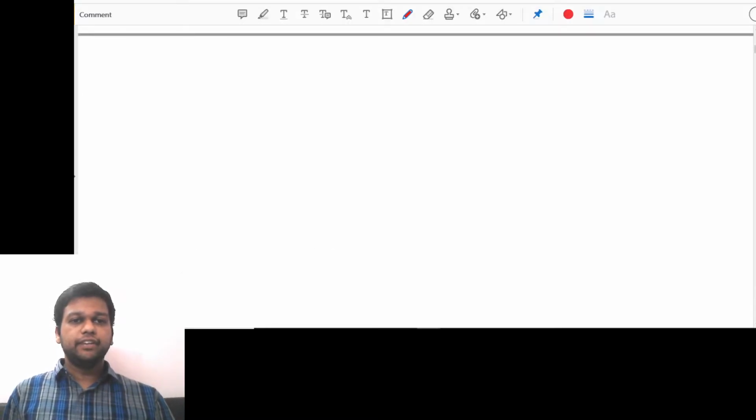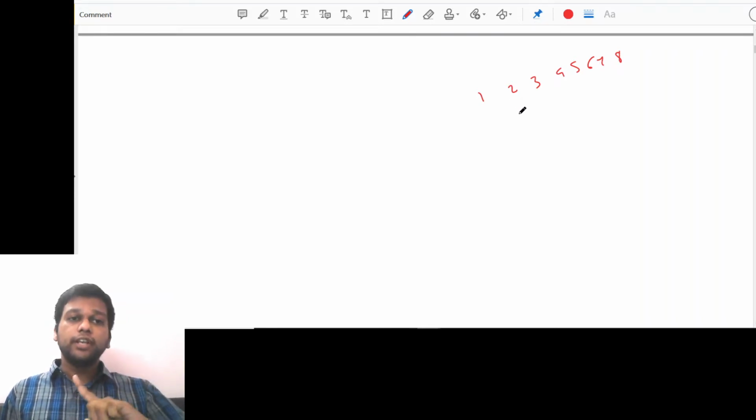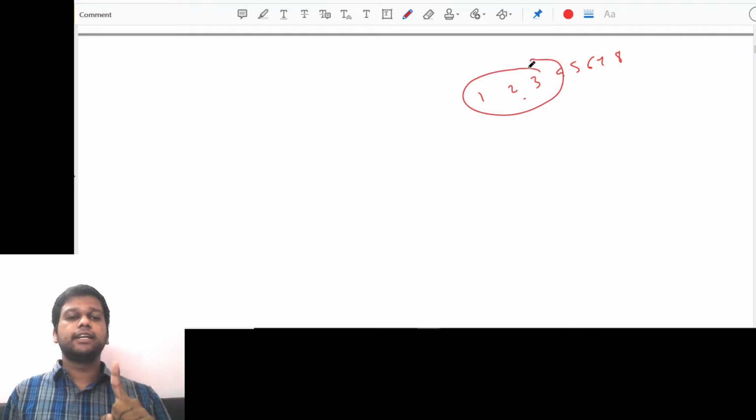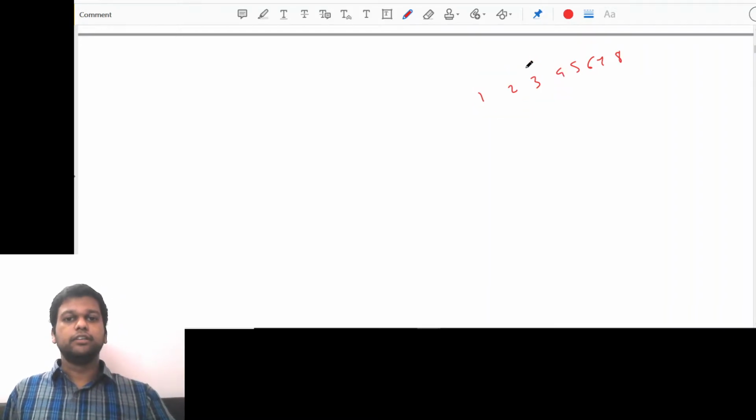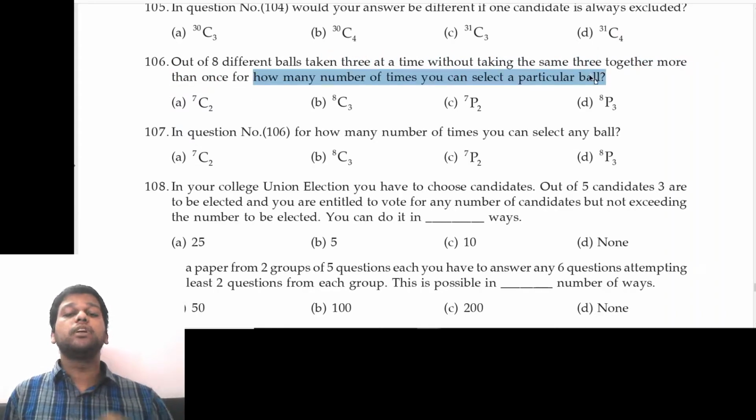Let's say we have 8 different balls, numbered 1, 2, 3, 4, 5, 6, 7, 8. We have to select 3, but without selecting the same 3 more than once. That means if for the first time these 3 are selected, then next time these 3 should not be selected, some other ball should be selected. But the actual question is, for how many number of times can you select a particular ball?